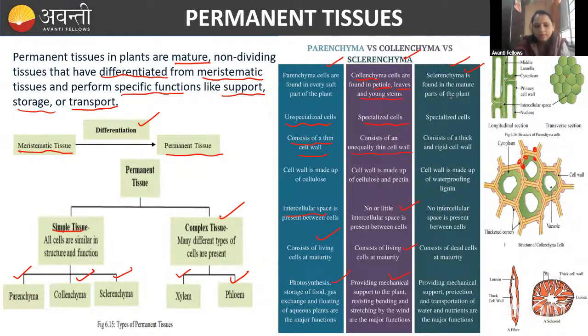These are all made up of the sclerenchyma only. These are specialized cells consisting of a thick and rigid cell wall, mainly because lignin is present here. Pectin is present in collenchyma, lignin in the sclerenchyma. So that's why they are dead. Sclerenchyma is dead at maturity.